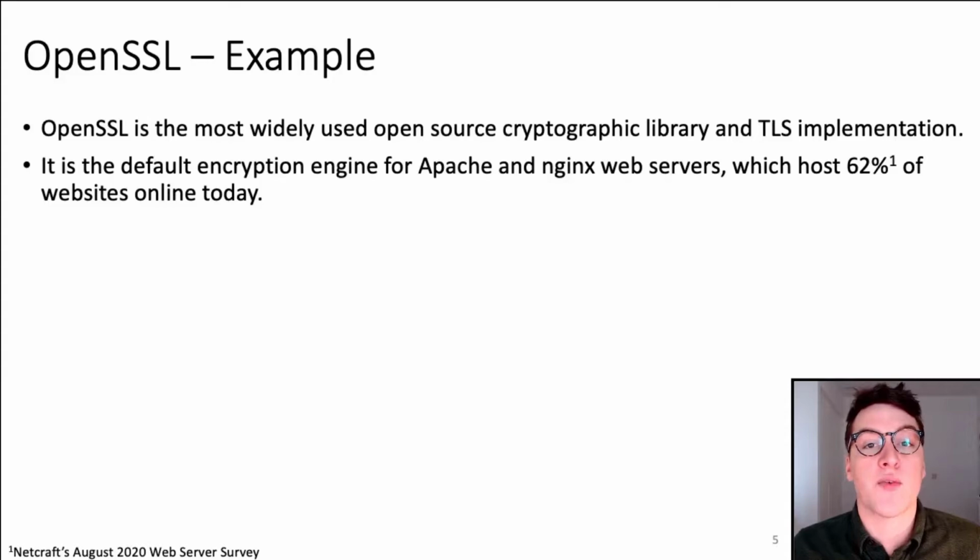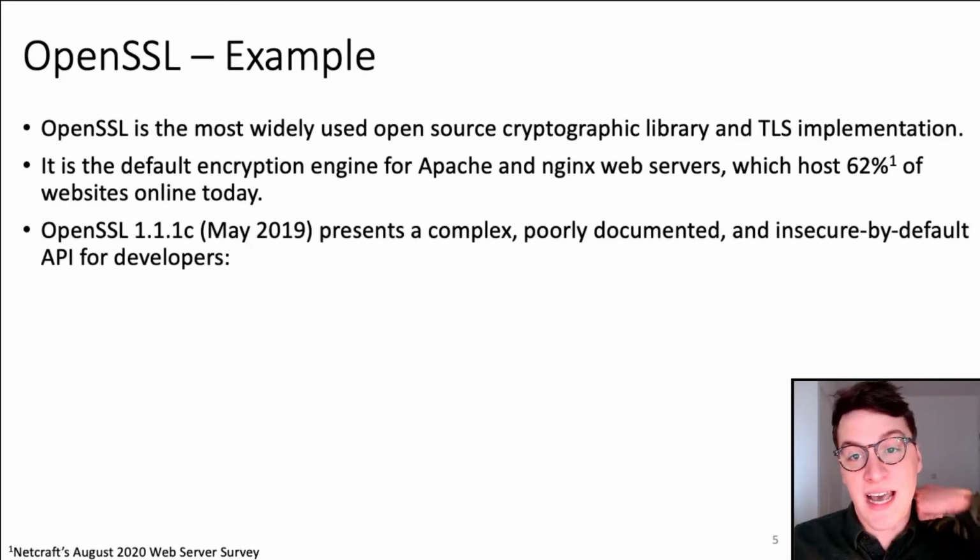So OpenSSL is a widely used open source cryptographic library in TLS implementation. It's the default encryption engine for Apache and Nginx web servers, which hosts 62% of websites online today. But it provided, or at least in May 2009 prior to this work, it did provide a complex, poorly documented and insecure by default API. So let's look at it in a little bit more detail here.